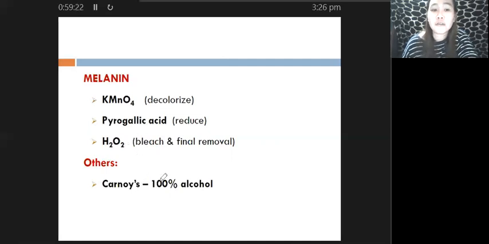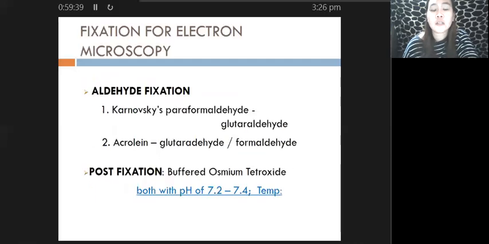Okay, so other solutions that you can use for the removal of pigments: for Carnoy's fluid, rather, the pigments which may be caused by Carnoy's fluid are removed using your 100% alcohol. Okay, so other types of fixation, actually we have discussed this already.